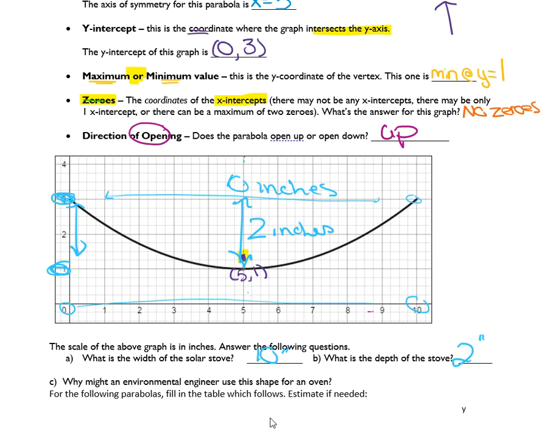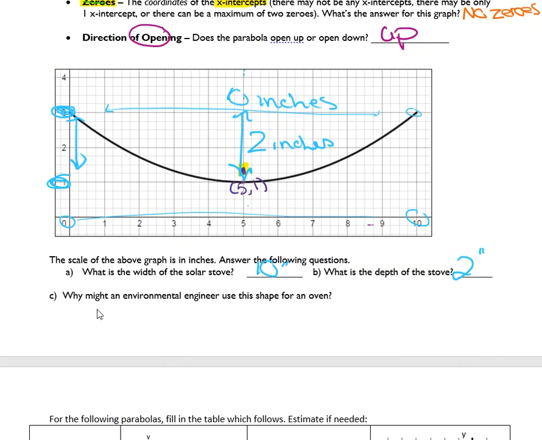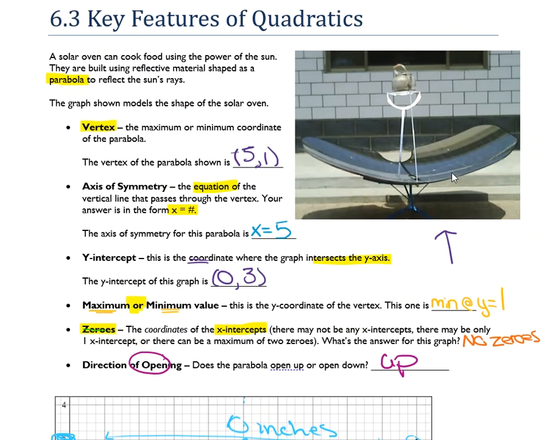Oh, this and this line here should be below, should be on the next page. So ignore this for now. Why might an environmental engineer use this shape for an oven? So if we were in class for this part, why would an environmental engineer use this shape for an oven? This shape here, I would just get some ideas from you guys.